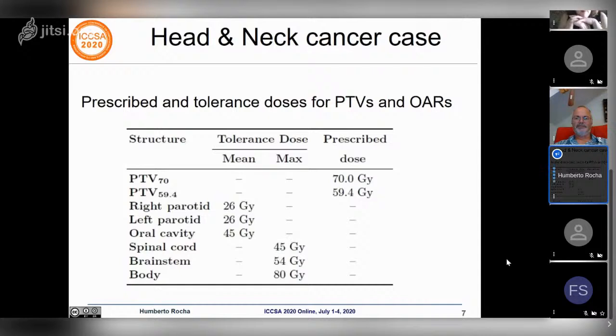The strategy we propose for optimization of the ARC trajectory is illustrated by considering a head and neck cancer case already treated at IPO Coimbra. And here in this table, we have the doses prescribed to the tumor volumes and the tolerance dose for the organs at risk considered for this case.